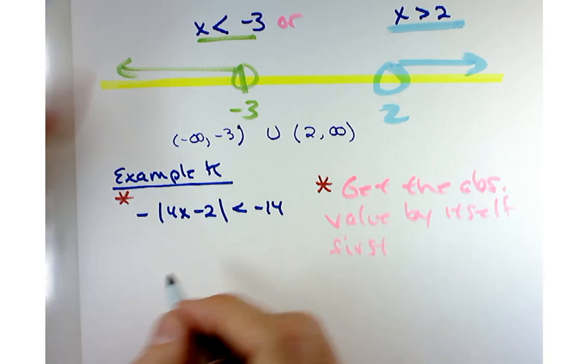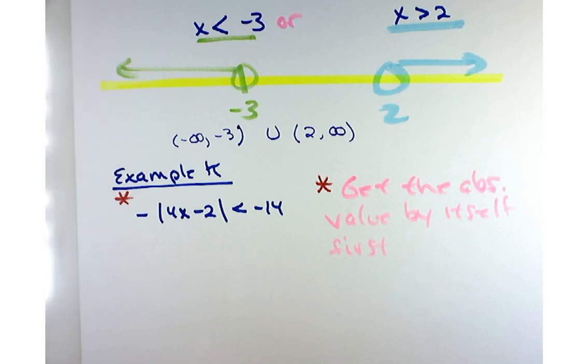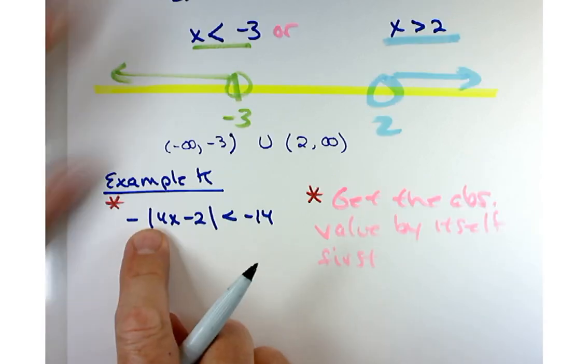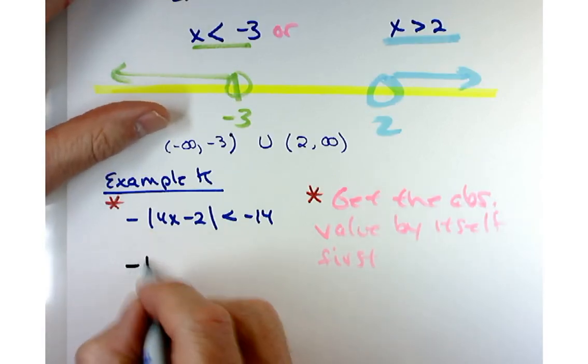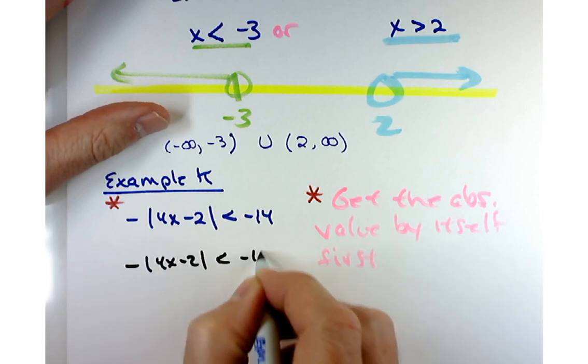What am I going to do to get the absolute value by itself? Why isn't it by itself? Ian? You divide it by 1 or by negative 1. Excellent. You've got this negative out front, so we want to get rid of that negative. I'm going to divide both sides of this inequality by negative 1.